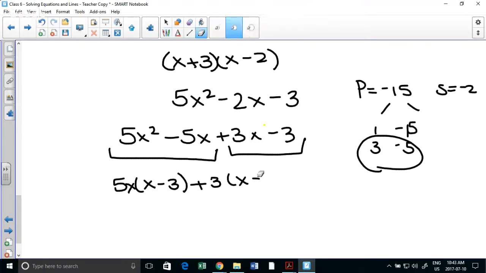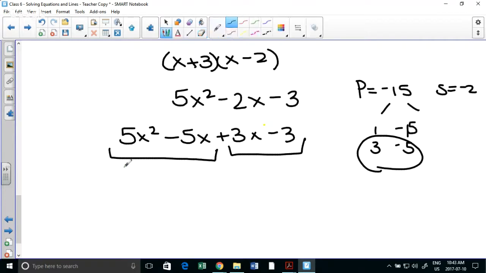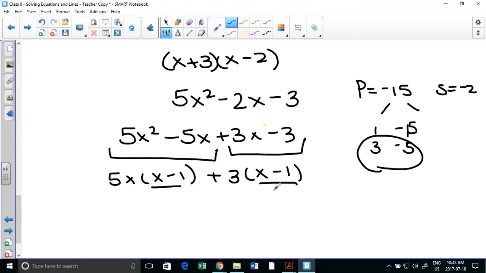Oh my goodness, just don't even listen to me when we do this. Here I pull out a 5x, and I'm left with x minus 1. And here I can pull out a 3, and I'm left with x minus 1. And regrouping, this gives me x minus 1 and 5x plus 3. Okay.